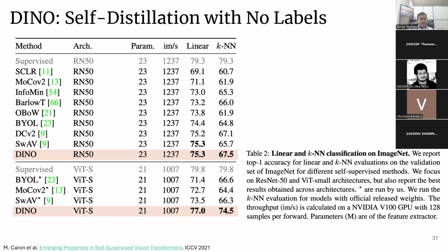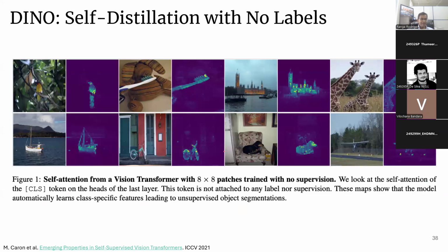So with that, they have classification results. And then they looked at the self-attention from a vision transformer with 8 patches, trained with no supervision. So you can see the self-attention. The attention map is high here, because it is the toothbrush that we are concentrating on. The brush class and the ship attention maps.